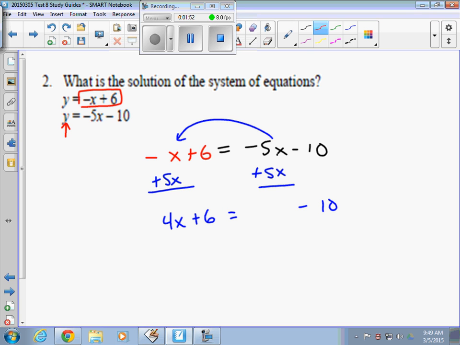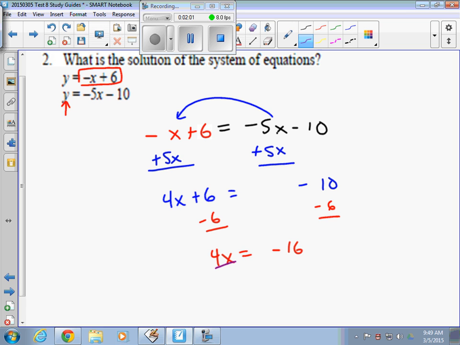Move your plus 6 over by subtracting it on both sides. 4x equals -16. Divide by 4 on both sides. x is -4. Again, you got an x value. That's not enough. You need a y value.